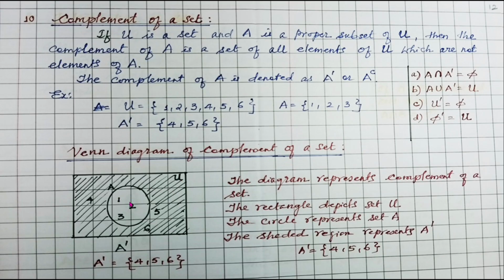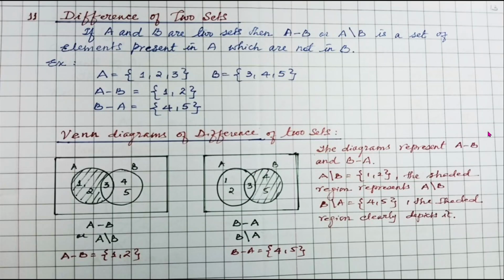So if you see, all the elements 1, 2, 3, 4, 5, 6 represent the universal set, and only shade those elements which are not in A, and those are the elements 4, 5, 6. Shade it. It indicates very clearly it is the complement of A, that is A dash. The shaded region represents A dash. So A dash is equal to 4, 5, 6. That is how we represent the complement of a set.